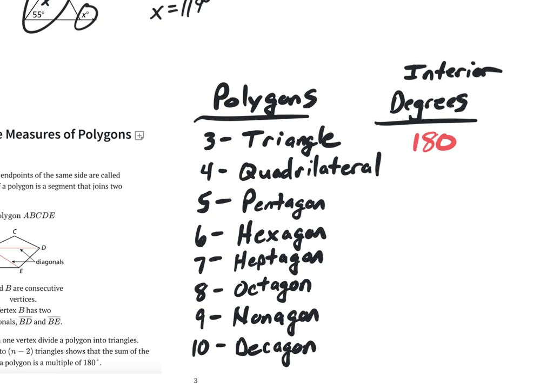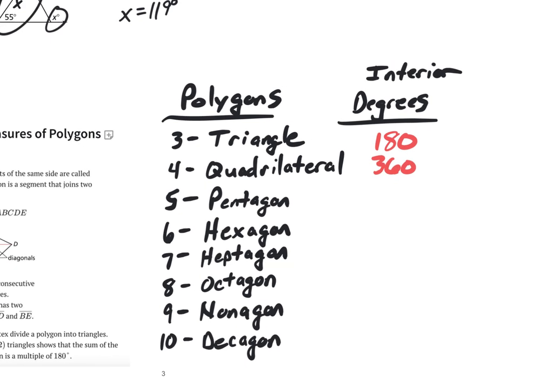Okay, a quadrilateral, like a 4-sided figure, like a square. A square has 4 right angles. So if I did 90 times 4, then that would make 360. And we're not going to memorize all these, okay? But I want you to kind of recognize a pattern that's going on here.